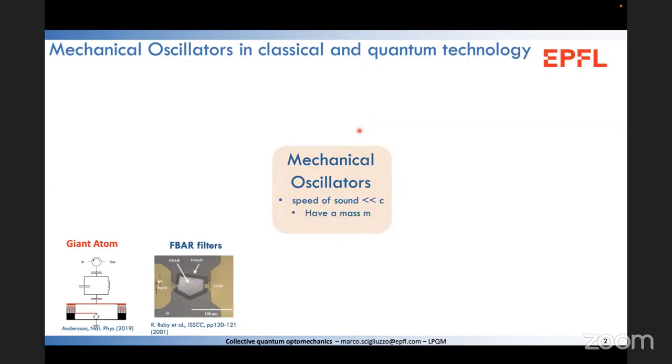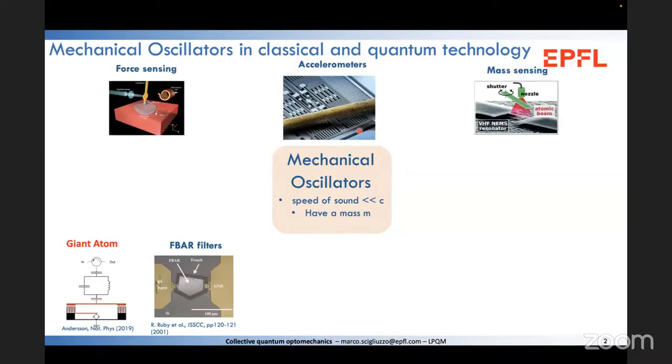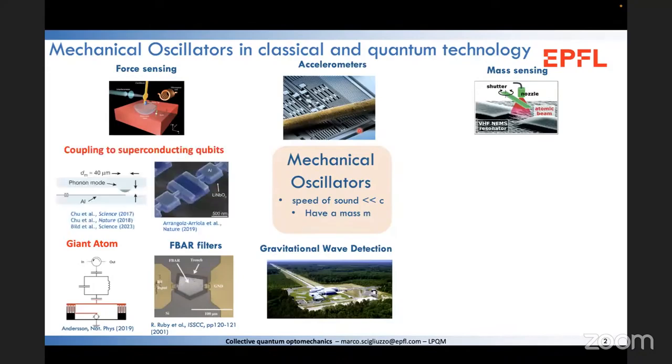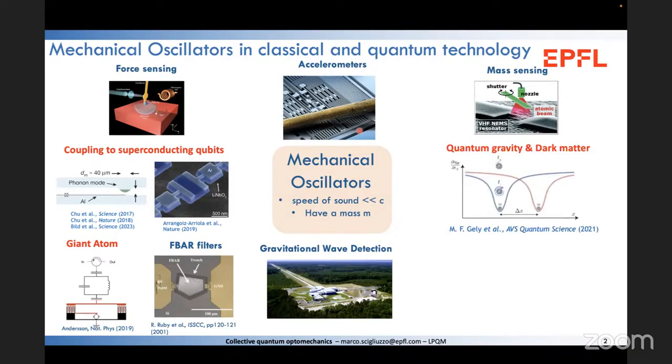Mechanical oscillators have mass. This means that you can make all kinds of sensors and metrology to which mass is sensitive. So you can make accelerometers, mass sensors, and of course, I guess you know that the detectors for gravitational waves are indeed mechanical oscillators. But now we are able to couple this system to superconducting qubits and then encode a non-classical state in them. And of course, this is very important for metrology and sensing, and maybe in the future also for studying the quantum nature of the gravitational field, and maybe detecting possible kinds of dark matter.